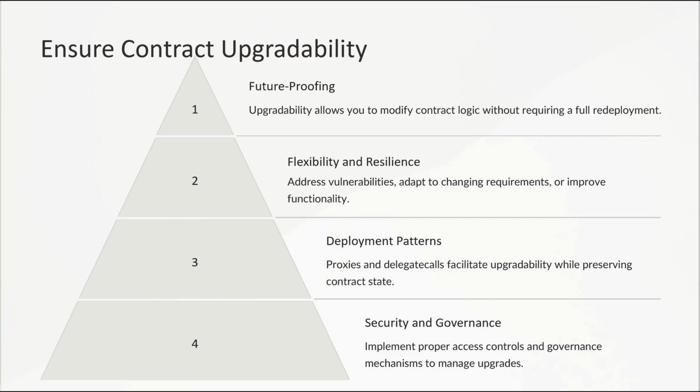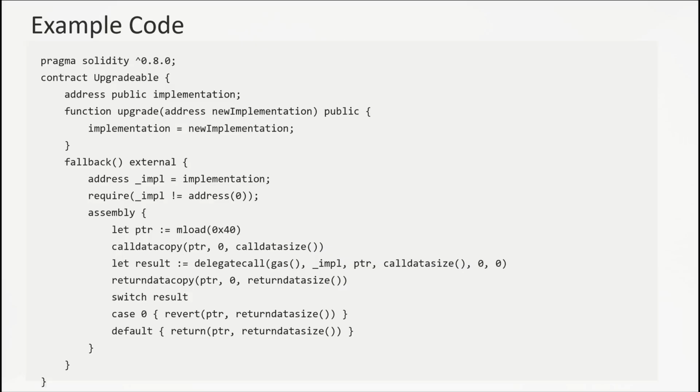Some key points of upgradability are implementing proper access controls and governance mechanisms to manage upgrades, and using upgradable proxy contracts to separate logic from data storage. When implementing upgradability, a proxy contract delegates calls to a logic contract, which can be upgraded without changing the proxy. This separation allows you to update the logic without affecting the data.